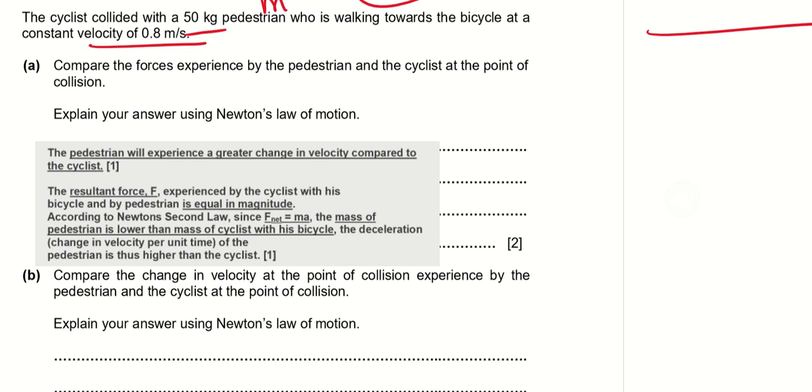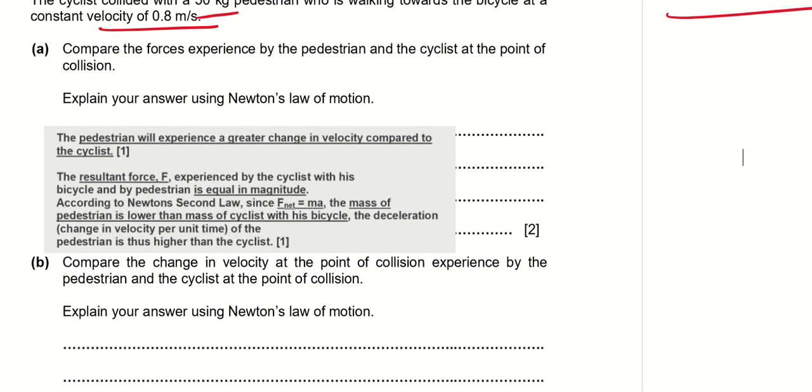Okay, so according to the answer, the pedestrian will experience a greater change in velocity compared to the cyclist. The resultant force experienced by the cyclist with his bicycle and by pedestrian is equal in magnitude, because this is like Newton's third law. According to Newton's second law, since Fnet equals to ma, the mass of pedestrian is lower, so the deceleration of the pedestrian is thus higher than the cyclist.